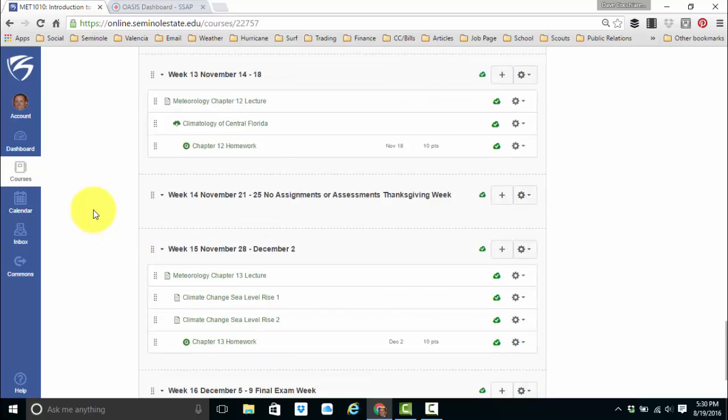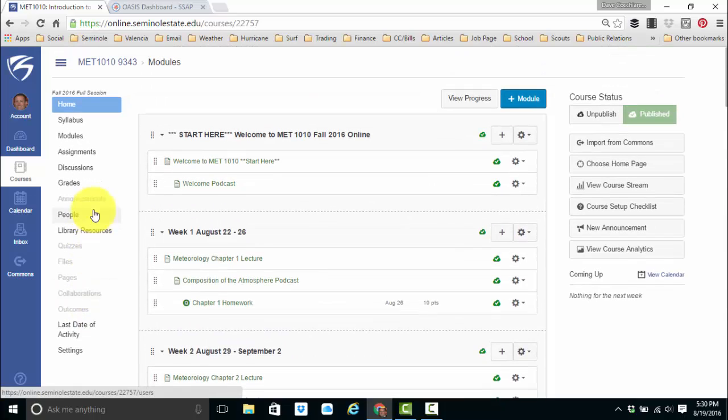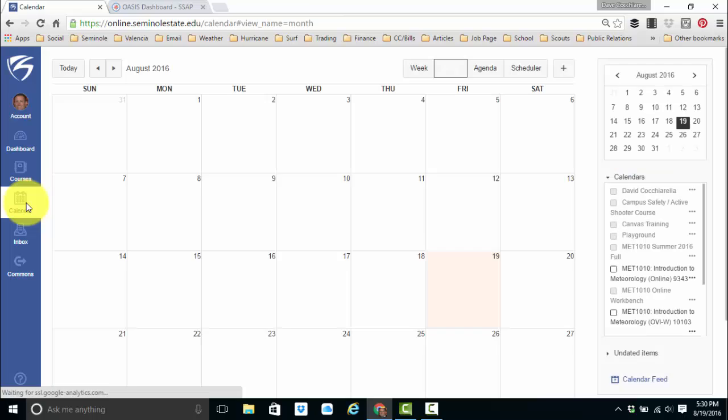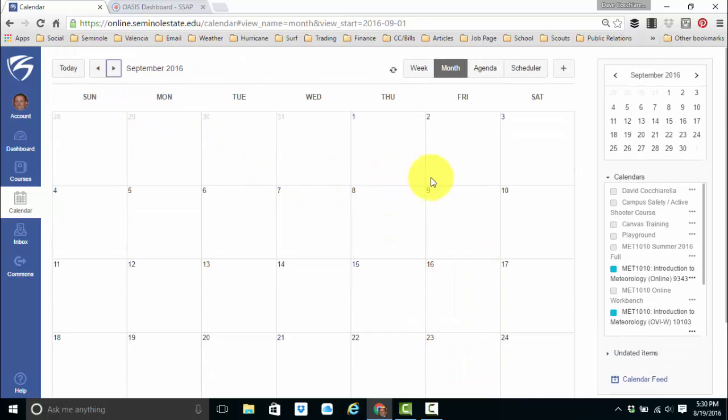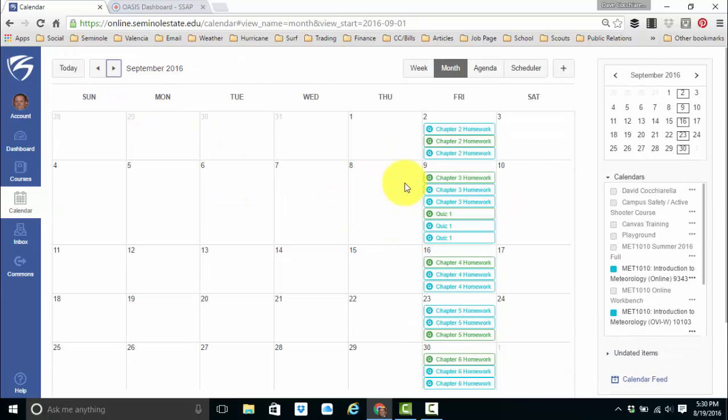If you are the type of person who needs to see a calendar in front of them, you can click on the calendar, and when the calendar comes up, you're going to see that any of your homeworks and or your quizzes are going to be indicated on your calendar. And in the case of September, on the 9th in this particular semester, there is chapter 3 homework and there's a quiz. Now those are the 3 different classes I'm teaching. Yours will look, of course, a little bit different than that.